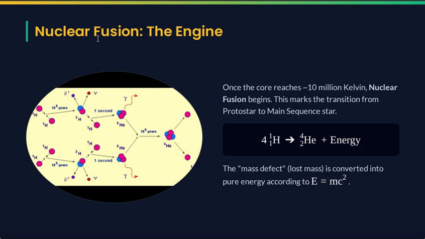Next, we can talk about nuclear fusion, which is the engine. Once the core of a star reaches 10 million Kelvin, nuclear fusion can begin. This marks the transition from protostar to main sequence star. Here's the equation here. The lost mass is converted into pure energy according to E equals mc squared. You can see here, nuclear fusion, that's how we make energy on Earth as well.